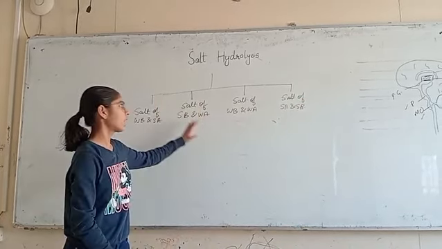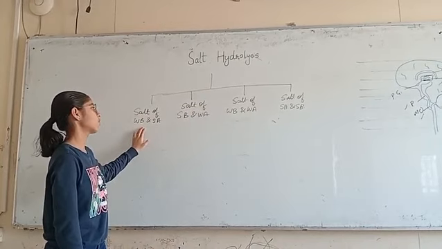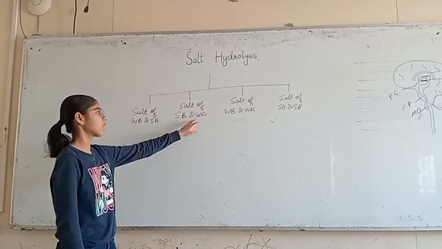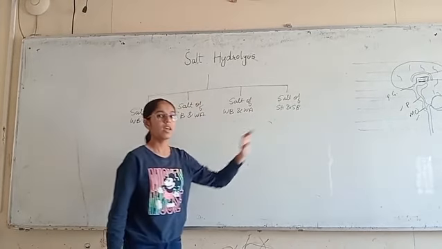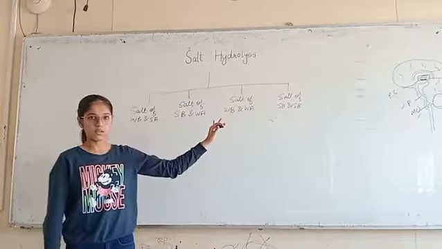there are 4 types of hydrolysis: salt of weak base and strong acid, salt of strong base and weak acid, salt of weak base and weak acid, and salt of strong acid and strong base. Let's learn about all these types of salts.